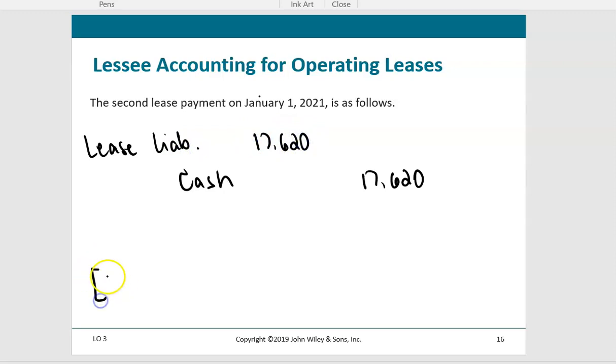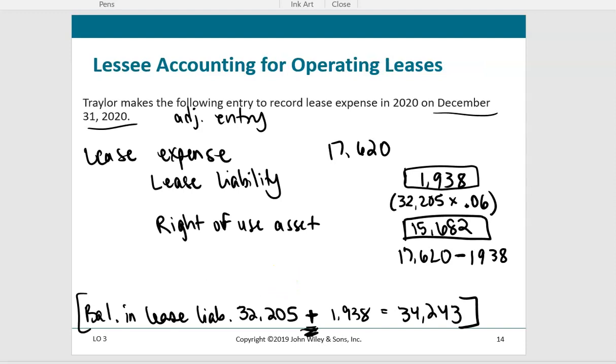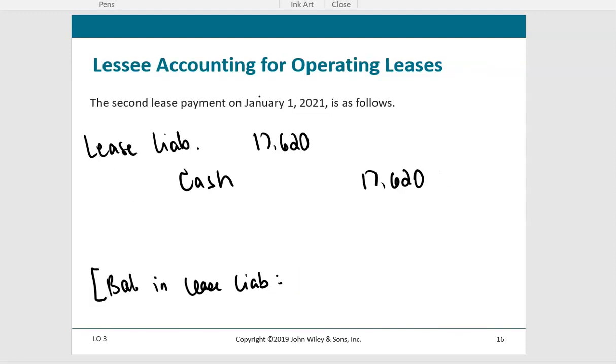So after this entry is recorded, what's the balance in the lease liability account? We said two slides ago, we said it was 34,243. And then we booked this entry. And what did we do here with this entry? Did we increase or decrease the lease liability? So just kind of showing the importance of remembering when do we add, when do we subtract. We debited to decrease the liability, so we reduced it by 17,620. So after this journal entry is recorded, the balance in the lease liability is 16,623.